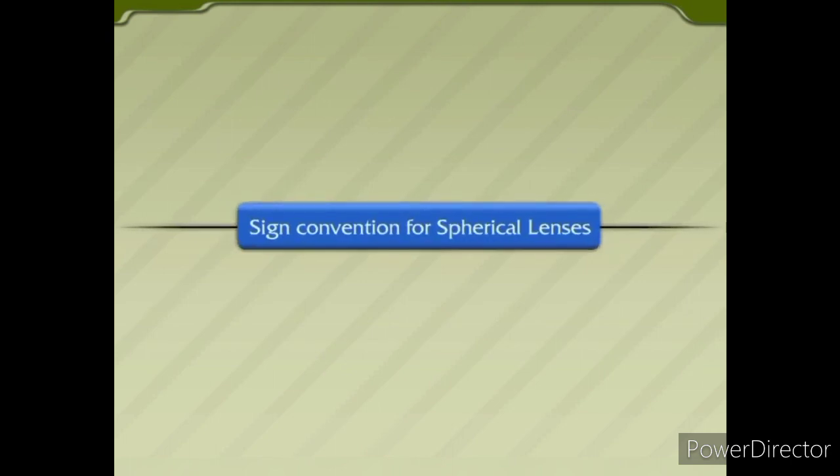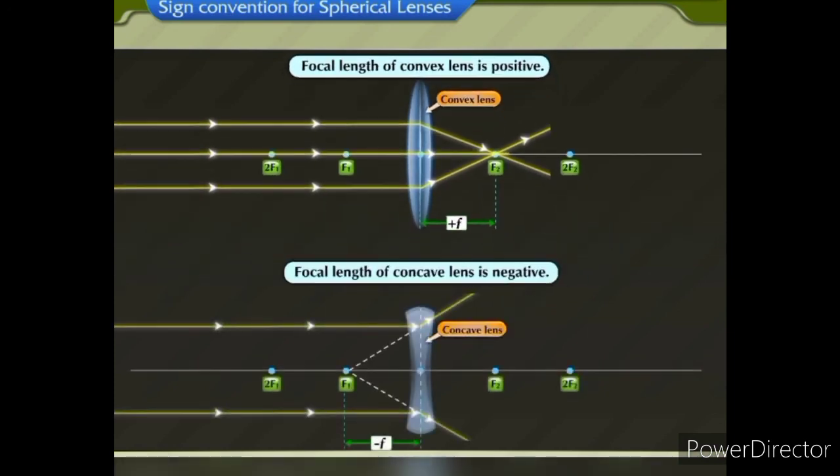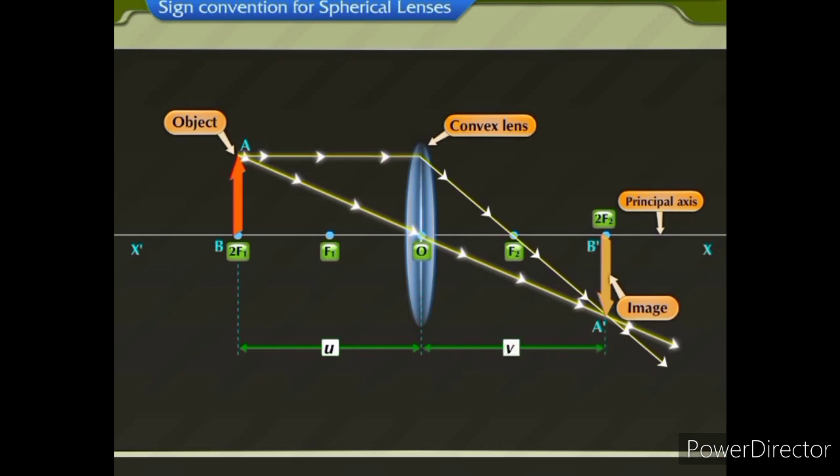Sign convention for spherical lenses. The focal length of a convex lens is positive and that of a concave lens is negative. The optical center of the lens is taken as the origin and the principal axis is taken as the x-axis. The sign conventions used for object distance U, image distance V, object height H and image height H' are the same as those used for spherical mirrors.